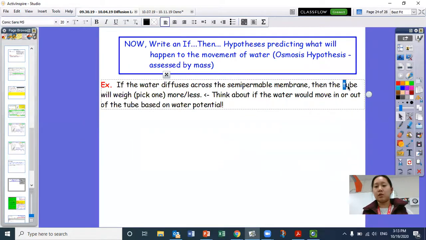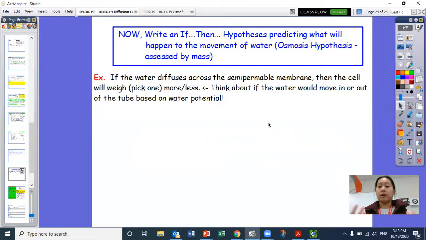Instead of saying tube, we're just going to call it a cell, just to be more physiologically correct on what we're trying to represent. Okay, this one's pretty simple. This is the reason why we're doing mass and percent change in mass.